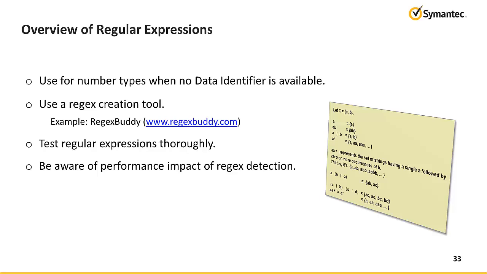In such cases, ensure that you use a regex creation tool such as RegexBuddy and test your regular expressions thoroughly before deploying the policies to production. Be aware that other comparable detection methods, such as data identifiers, are faster than regular expressions. This is especially true for complex regular expressions that include look-ahead and look-behind clauses. Although such clauses cut down on false positives by evaluating context, for instance by preventing a match on a 10-digit number when the regular expression is supposed to catch 9-digit numbers, they also increase the performance hit.